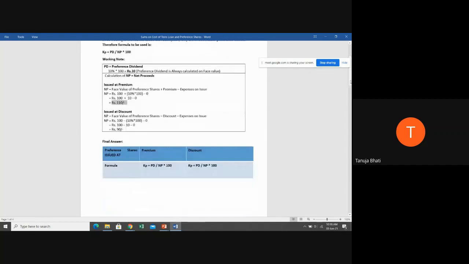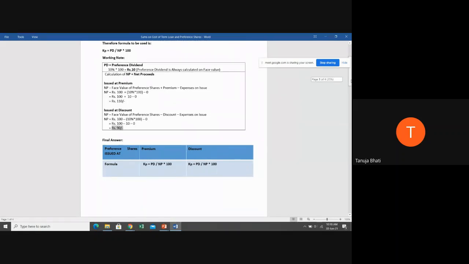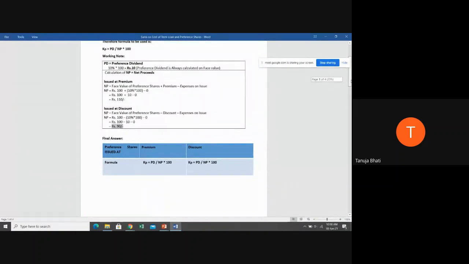Similarly, issued at discount. As one student rightly told, the formula to calculate NP if the preference shares are issued at discount is face value of preference shares minus discount minus expenses on issue. So rupees 100 minus 10% of 100, that is rupees 100 minus 10, you get rupees 90. Now we have found out the figures required to be used in the formula.